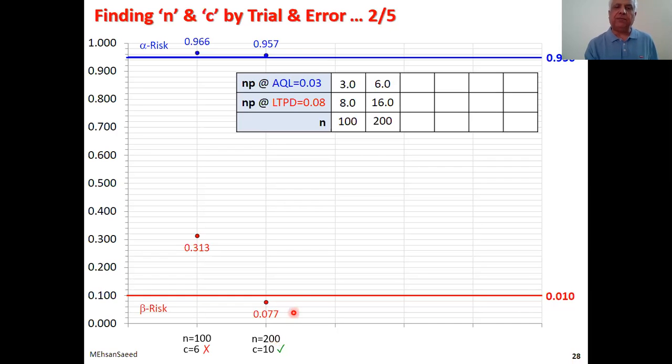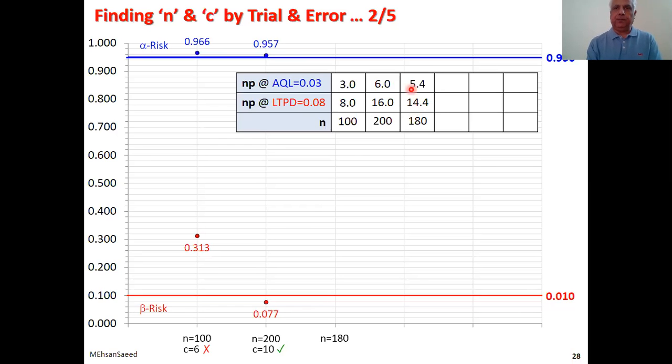So our next tukka will be 180. Let's tweak it down first. When we tweak it down, we find that lambda at AQL becomes 5.4, 0.03 multiplied by 180 is 5.4. Again, I stress, use your calculators. And 0.08 multiplied by 180 is 14.4. So let me take note of this. We will have to enter at 5.4 and 14.4.